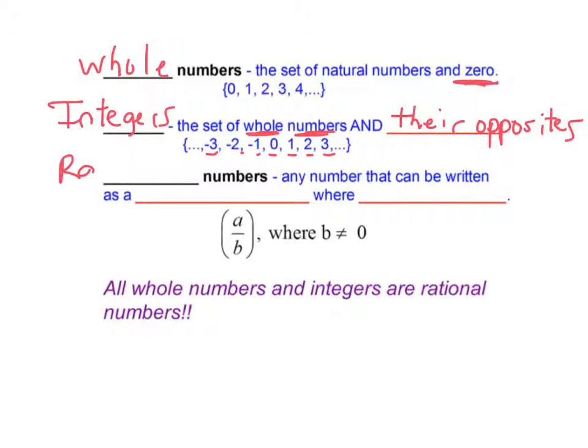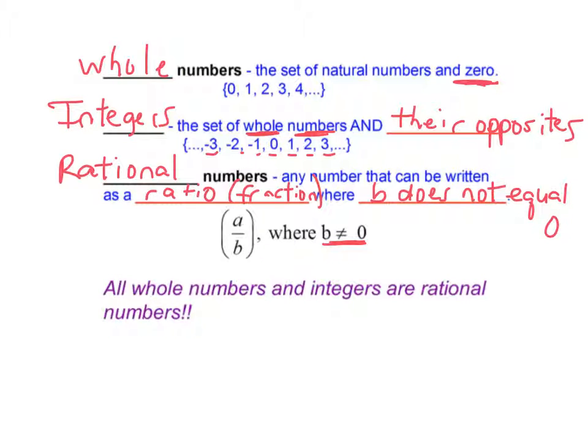And then you have rational numbers. They include integers and whole numbers, but they really are more your fractions and your decimals. The official definition is any number that can be written as a ratio, which is the same thing as a fraction, a over b, where b cannot equal 0, because you can't divide by 0 and get a rational number. That would be an undefined number. All whole numbers and integers are rational numbers. So have these definitions in your notebook.